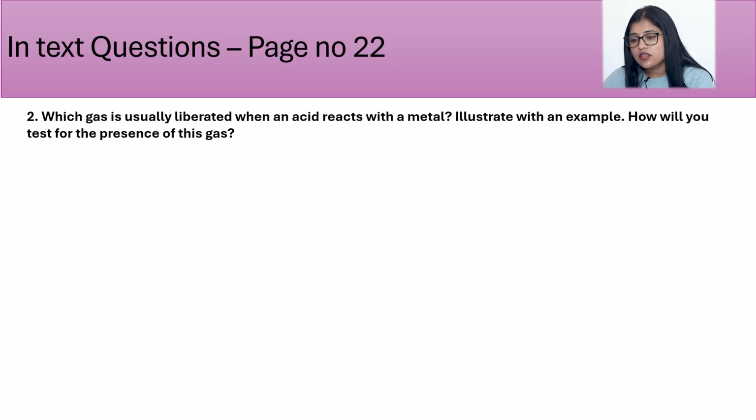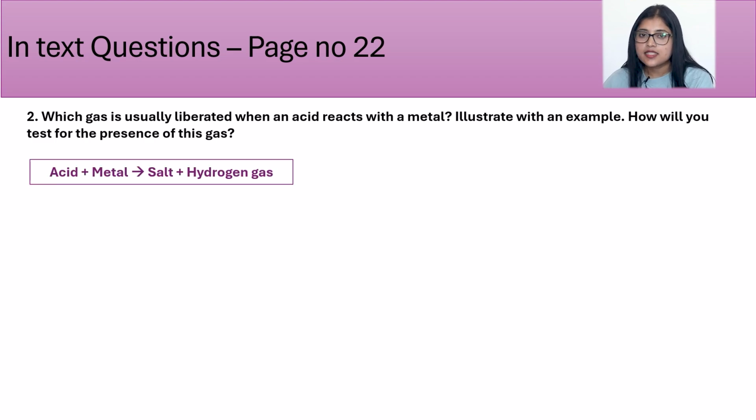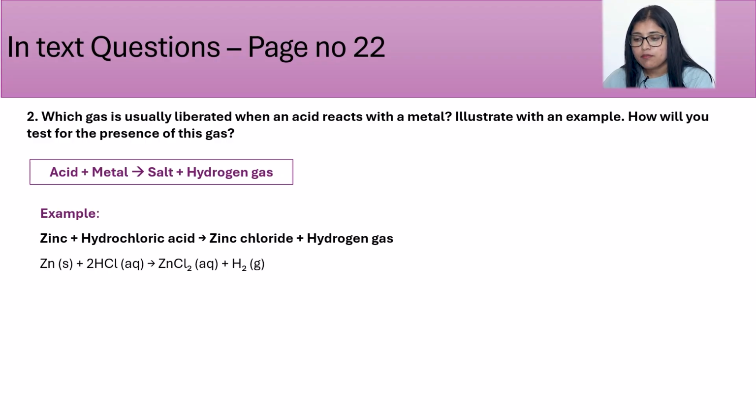Second question asks, which gas is usually liberated when an acid reacts with a metal? Illustrate with an example. How will you test for the presence of this particular gas? So we know that an acid and metal gives us salt and hydrogen gas. And how to test for this? We can take an example of zinc and hydrochloric acid, which gives us zinc chloride and hydrogen gas.